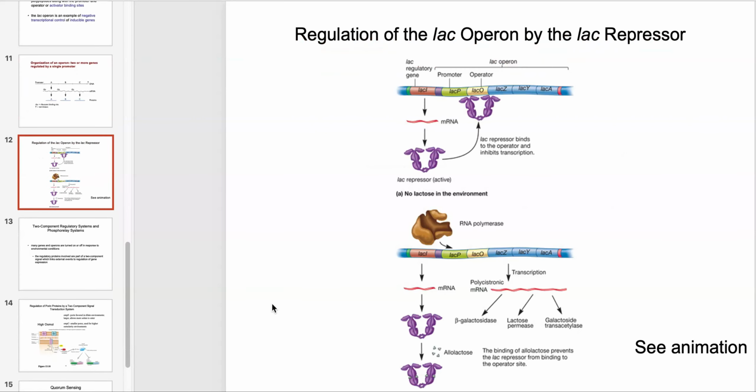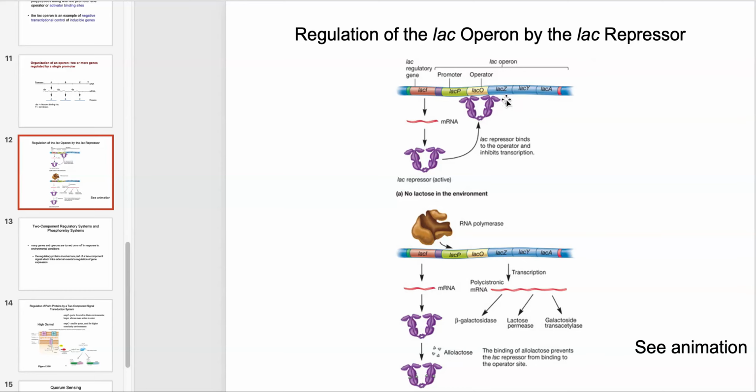So this slide ties together a lot of those concepts. Regulation of the lac operon by the lac repressor. Some of the features of the operon: there's the lac repressor gene, lacI. Here's the lac promoter, lacP. Lac operator, lacO, where the repressor would bind. And then Z, Y, and A genes of the lactose operon needed for the breakdown of lactose and uptake.